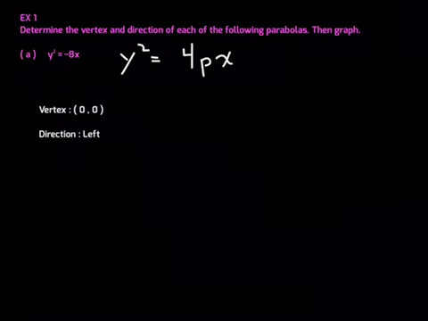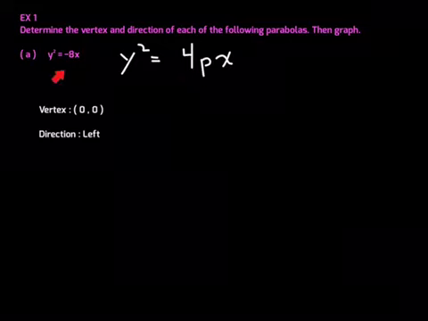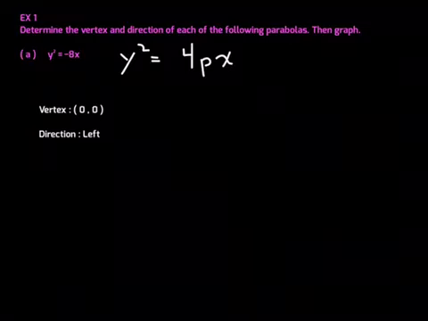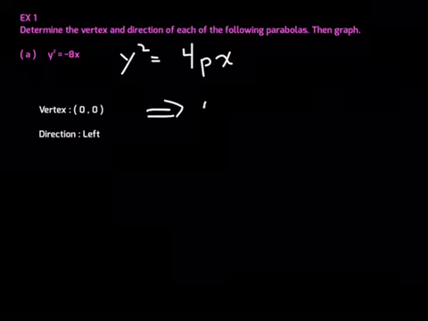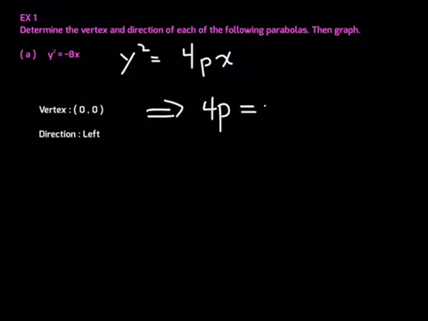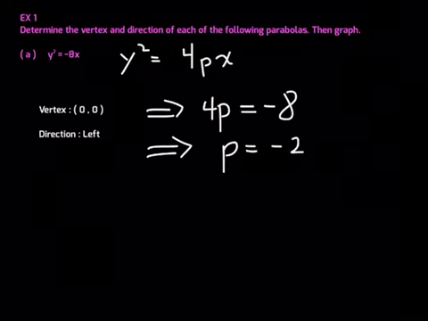Now, one thing I want you to notice is that this here, 4p, must be negative 8, right? This is y squared, that's y squared. I have x, that's x. So then this 4p must be equivalent to negative 8, right? So let's figure that out really quickly. So this implies that 4p must be negative 8. Which, when you divide both sides by 4, you get that p must be negative 2.